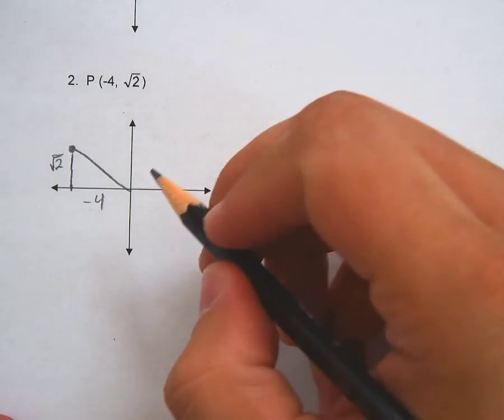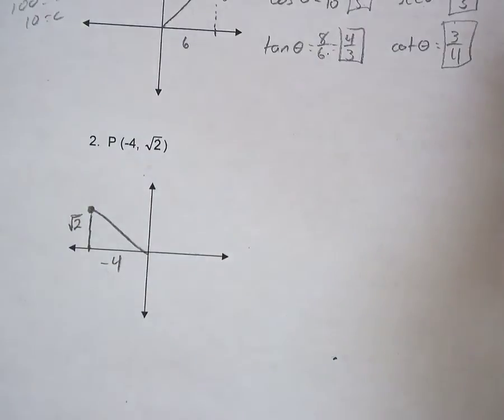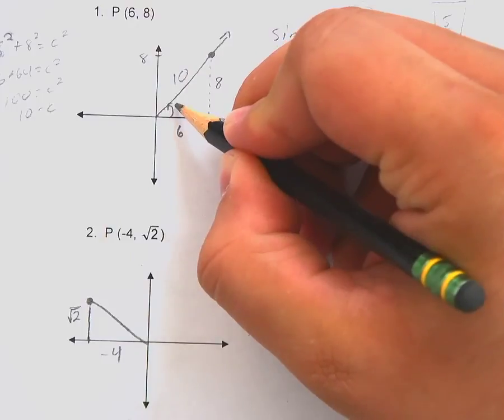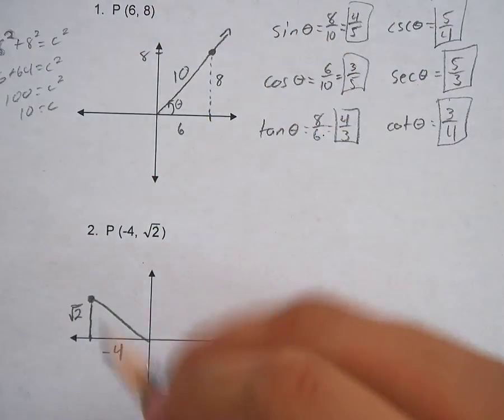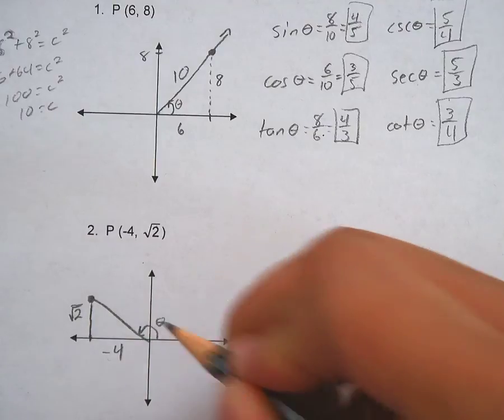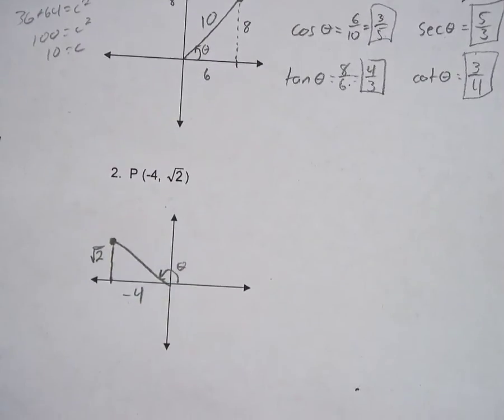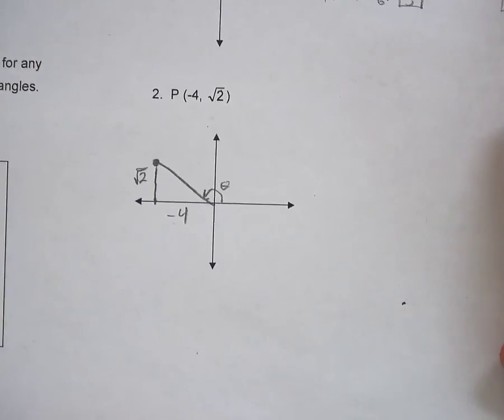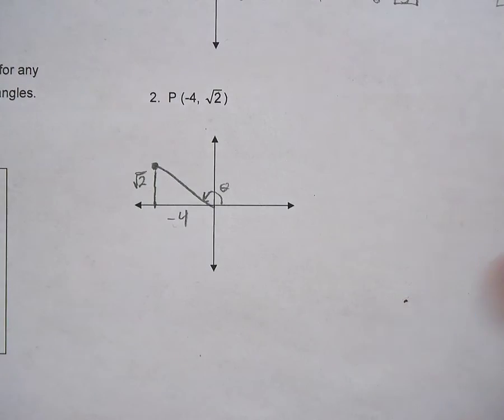So here's my theta, right? Oh, I didn't label my theta up here. Bam. Here's my theta. All right, with this one, we got to get used to labeling theta here. Here's my theta. All right. So we're going to do some good old Pythagoras again. Let's see what our hypotenuse is going to be.